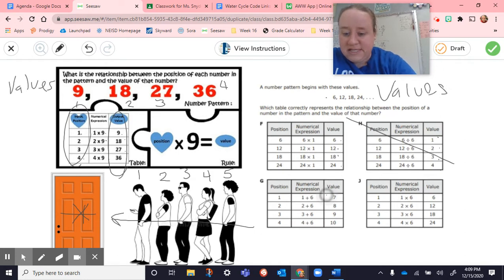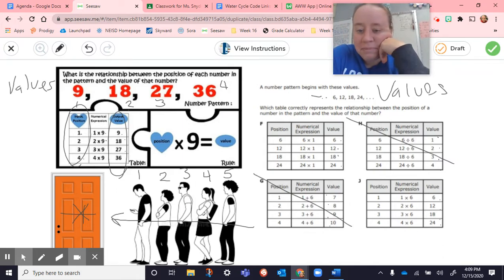Look here, 7, 8, 9, 10. I don't even know where they got those. Take that out. That does not match the values that the problem gave me. Look at J, 6, 12, 18, 24. That matches these values, so I'm going to keep J.